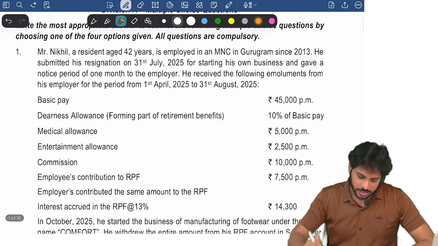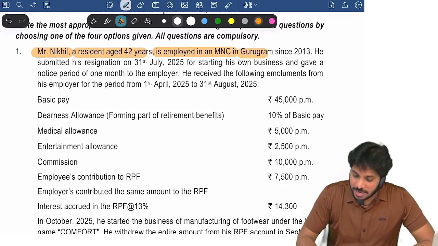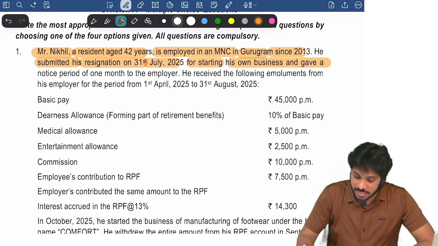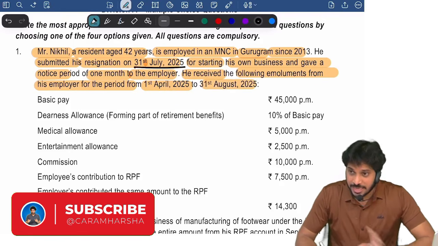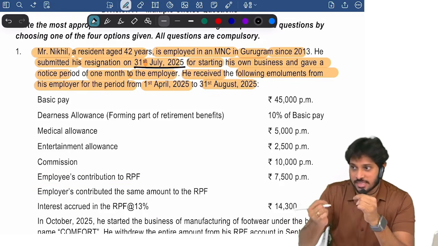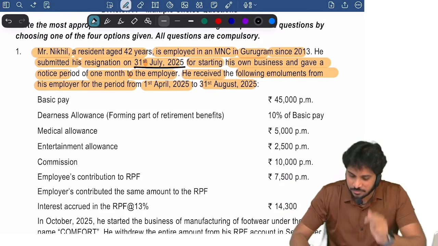Now look at Mr. Nikhil, aged 42, is employed in an MNC in Gurugram since 2013. He submitted his resignation on 31st July 2025 for starting his own business and gave a notice period of 1 month to the employer. He received the following emoluments for the period 1st April to 31st August. He resigned on 31st July with 1 month notice, meaning 1 more month he will serve with the company. That means up to August he will be serving: April, May, June, July, August. 5 months he worked in the company.